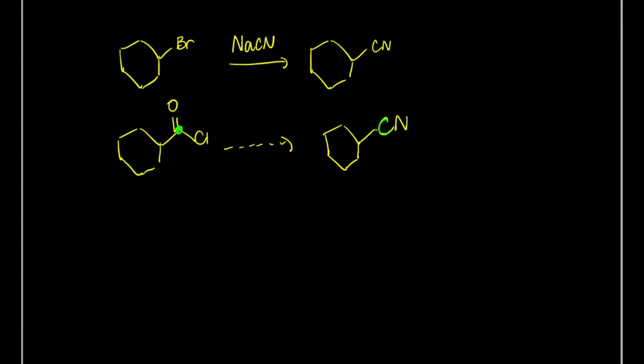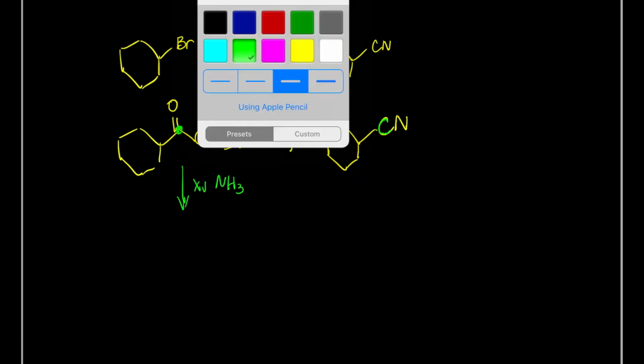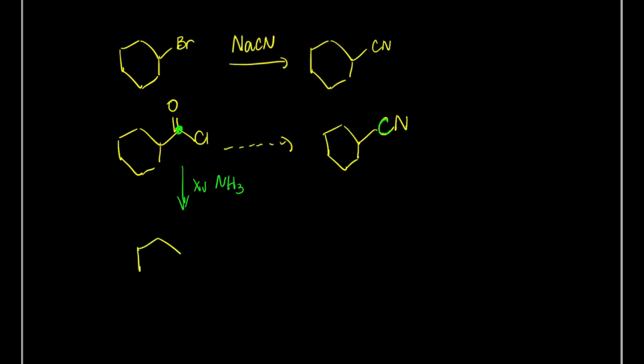Well, one way that you can do this is to add ammonia to this, right? Excess ammonia would give you the amide. And then the last way to do this would be to add thionyl chloride, SOCl2. Okay? And that's a 2-step sequence there, okay?